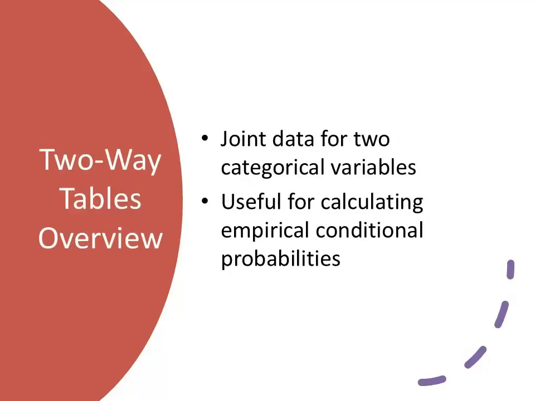Two-way tables help us organize data across 2 categorical variables. Each cell in the table represents the joint occurrence of 2 events, and the row and column totals represent marginal probabilities. From this, we can calculate conditional probabilities.